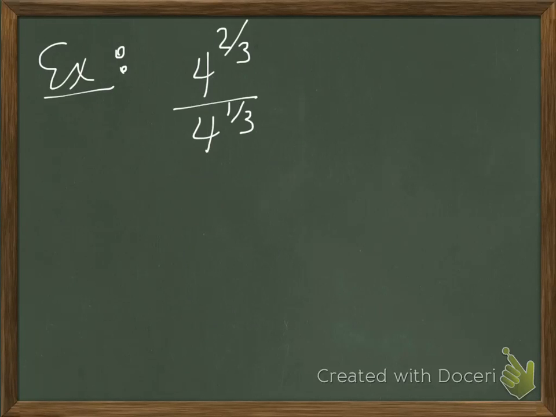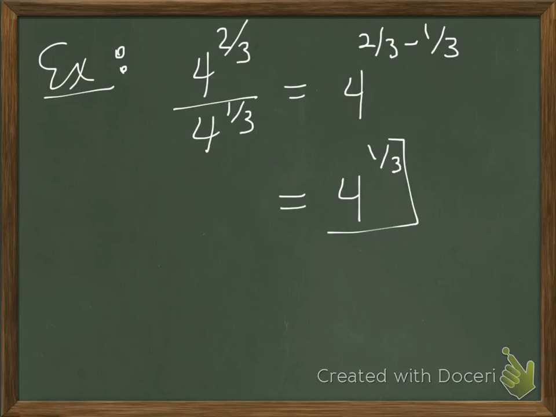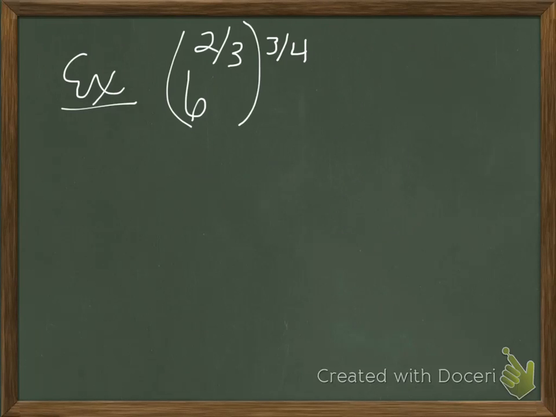If I'm dividing and I have 4 to the 2/3 divided by 4 to the 1/3, again 4 is my base number, and I subtract now my exponents. So 4 to the 2/3 minus 1/3 becomes 4 to the 1/3 power. Those are a couple of fairly simple basic ones.